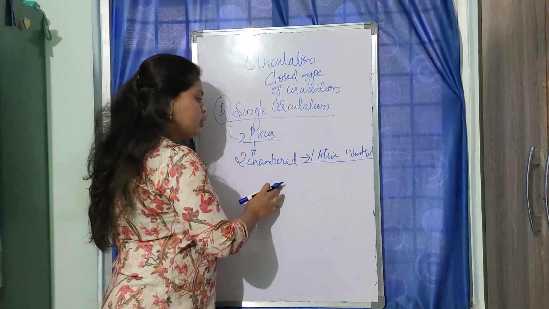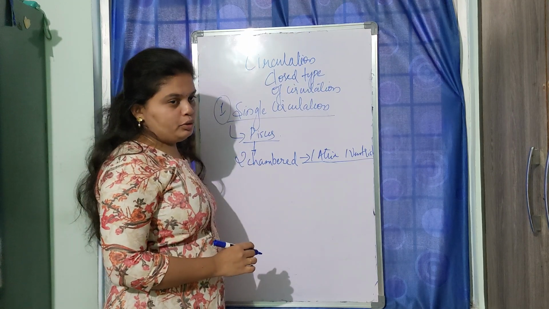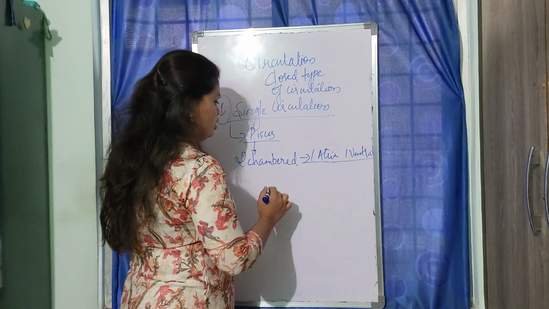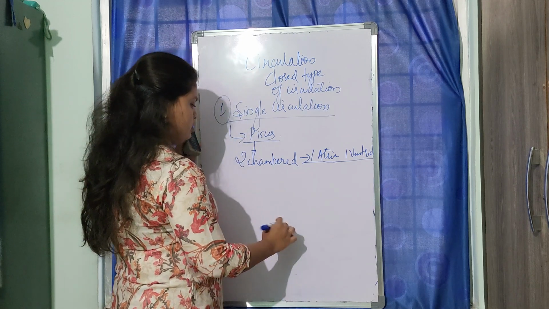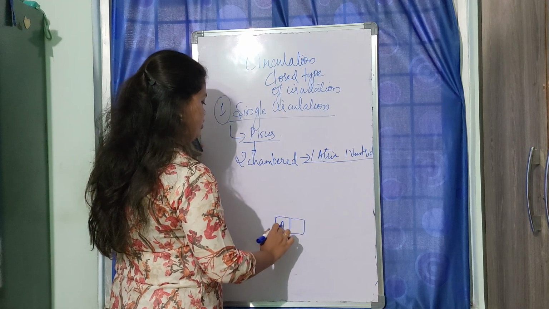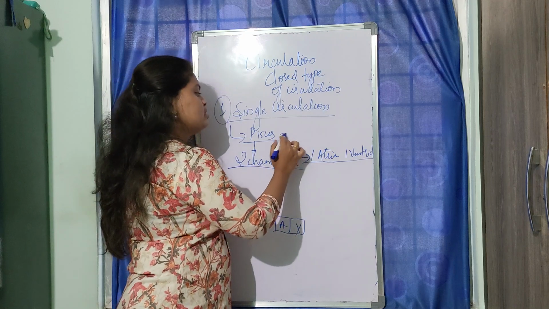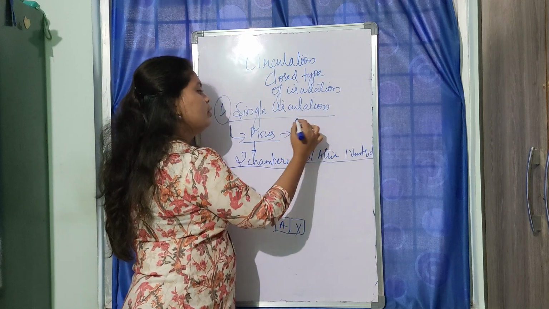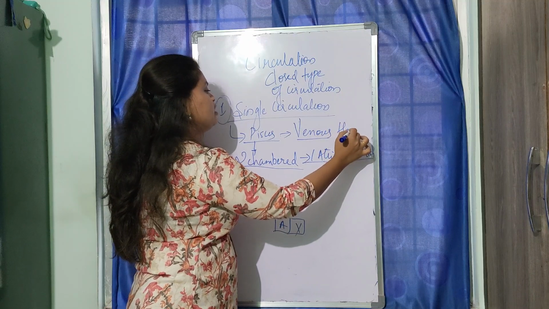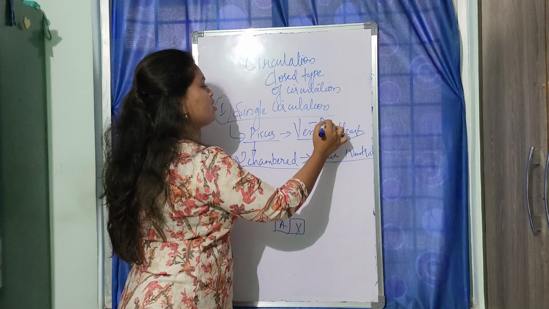So when we talk about the circulatory system of fishes, let me draw a flowchart which will help you understand how this thing works. So this is atrium, this is a ventricle. And one more thing, this Pisces heart is called venous heart. Why is it called venous heart? Because it only receives deoxygenated blood.